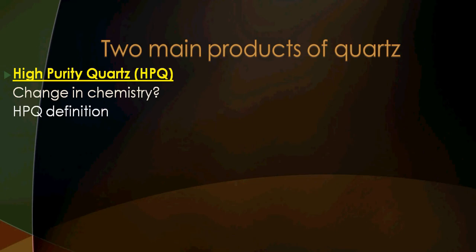So, is there a change in the chemistry when we produce high purity quartz from quartz? No. Quartz remains quartz. Silica remains silica, SiO2. There is no change in the chemistry. The definition of high purity quartz is that we remove the impurities from the quartz and convert ordinary natural quartz into high purity quartz. The maximum impurity level in high purity quartz does not exceed 25 parts per million. So the silica percentage of high purity quartz is more than 99.998%.